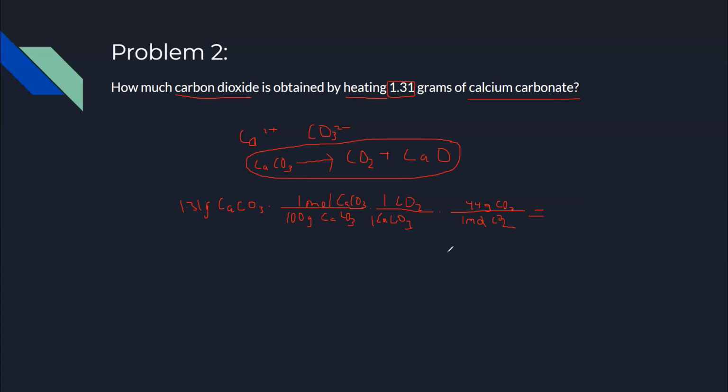So let's do that. So 1.31 divided by 100 is 0.0131, and then multiply that by 44, and you get 0.576. The amount of sig figs is 3, so you get 0.576. And this is the amount of CO2 obtained.